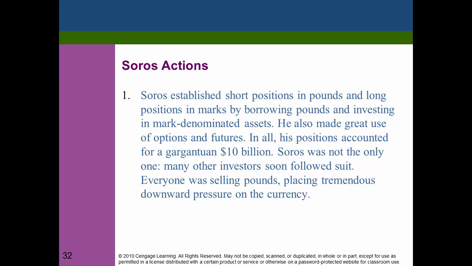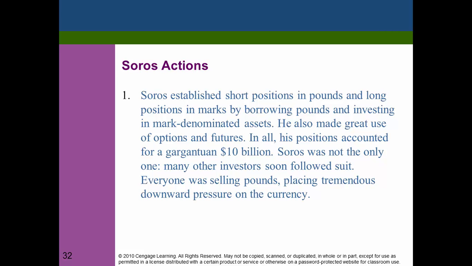And to increase his investments, he also made great use of options and futures. The benefit of options and futures is you only have to put down 5% or 10%. You can control a much larger investment, so you have a lot of leverage. In all, his positions accounted for a gargantuan 10 billion. Soros was not the only one. Many other investors soon followed suit.